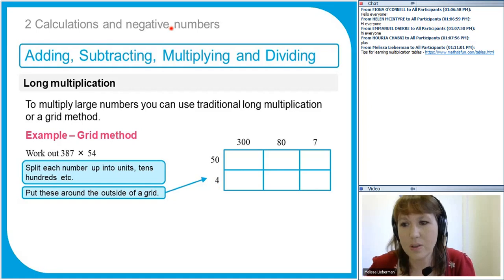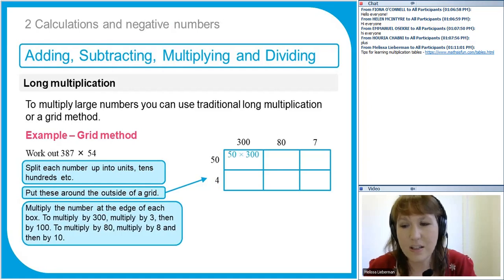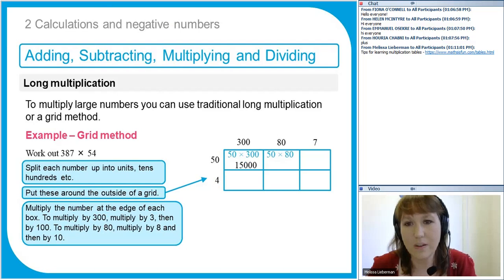So in the first box, we've got 50 times 300. So what we do is 5 times 3, which is 15, and then count the zeros. 1, 2, 3 zeros. So 15 followed by 3 zeros goes in there. In this next box, we've got 50 times 80. So we work out 5 times 8, that's 40, and then another 2 zeros. So there'll be 3 zeros altogether because we've got the 0 from the 40 and then another 2 zeros here.